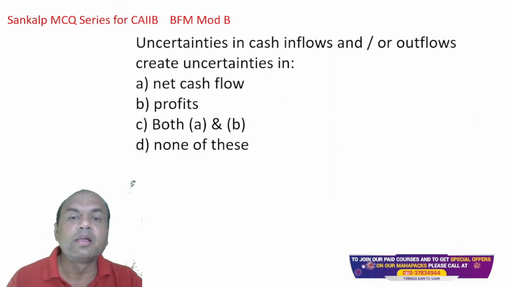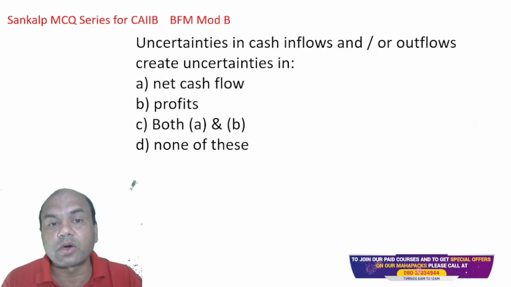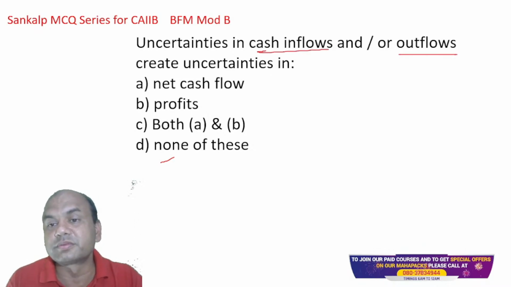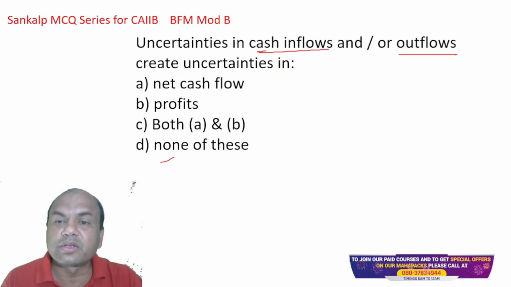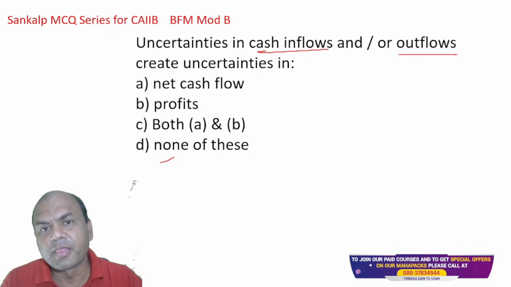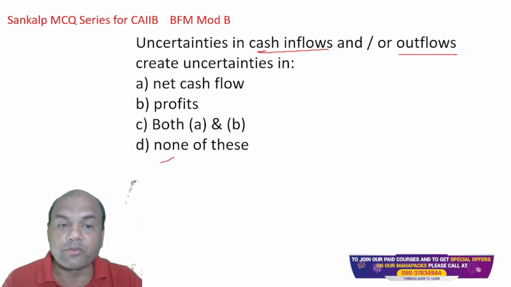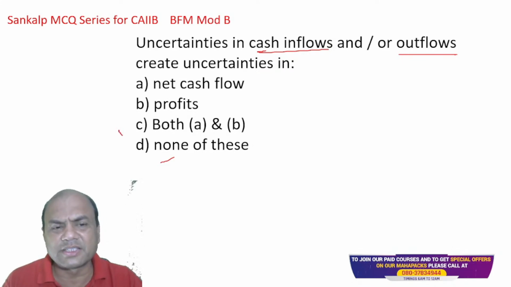Uncertainties in cash flow, cash inflows or outflows can create uncertainties in net cash flow, profits, both A and B, none of these. So uncertainties in cash inflows or outflows, both. You'll say, sir, inflows is okay, how come outflows? See, both are the same. Suppose sometimes my outflow is, let's say, 1 lakh and next month my outflow is, let's say, 1.5 lakhs. It's uncertain. Similarly for inflow also. So it will result in what? Net can create uncertainties in net cash flow, profits, both A and B. Obviously, isn't it? Both A and B.